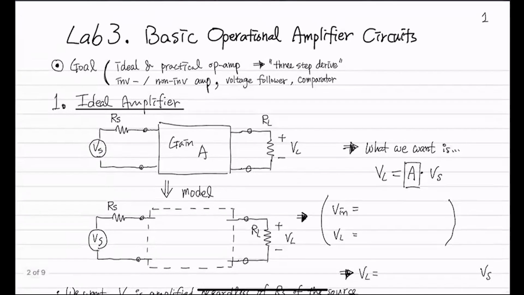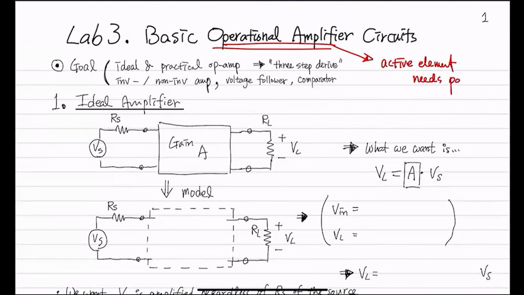So today we are going to start talking about op-amps, basic operational amplifier circuits. The key here is that these op-amp circuits are active elements, so they need power. Previously, like the RC circuit, it's all passive elements. Does a resistor need power? No, a resistor is just a resistor, right? But in order to use an op-amp, you need to provide some power. Otherwise, it's going to be like a dead element.